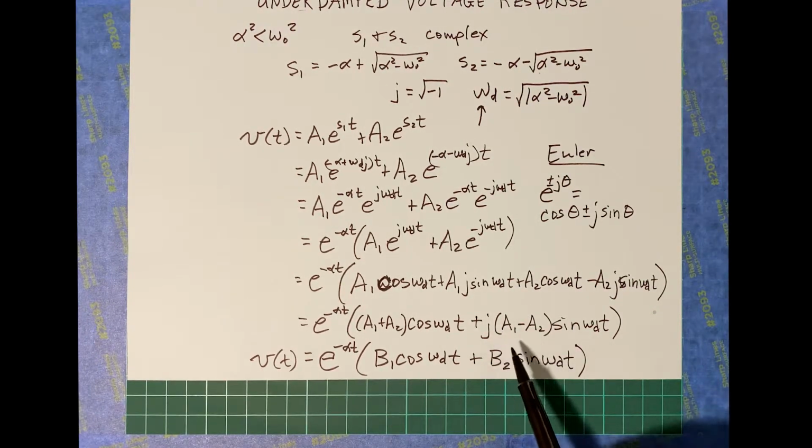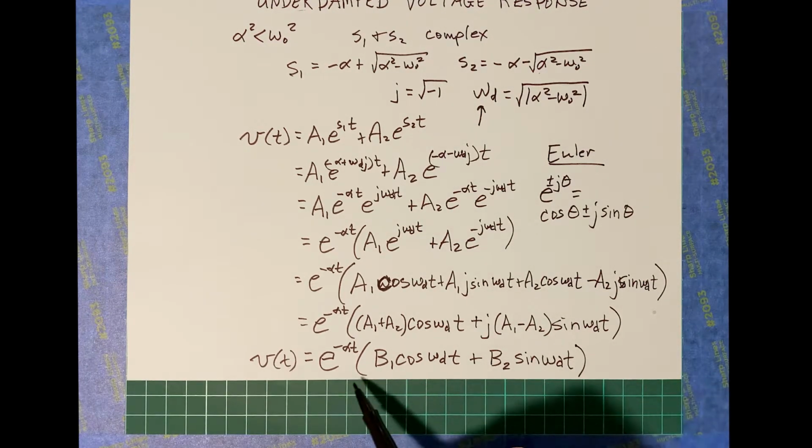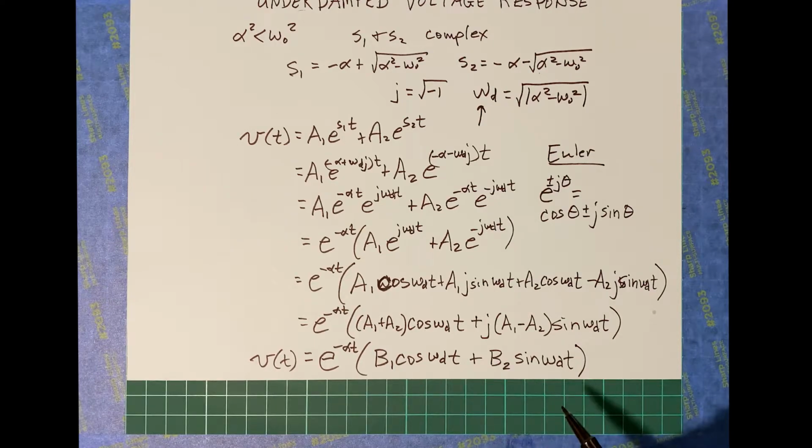It's not real obvious. In fact, it's not obvious at all, but that is going to end up being a real number. And it kind of makes sense down here. If you think about it, these coefficients right here need to be real because the voltage itself is a real physical entity. It's a real physical phenomenon, voltage. So the voltage function has to be real. So B1 and B2 are going to be real numbers here.